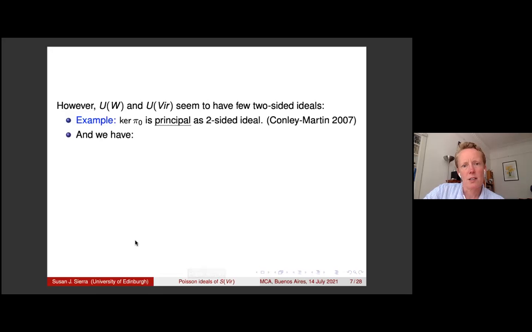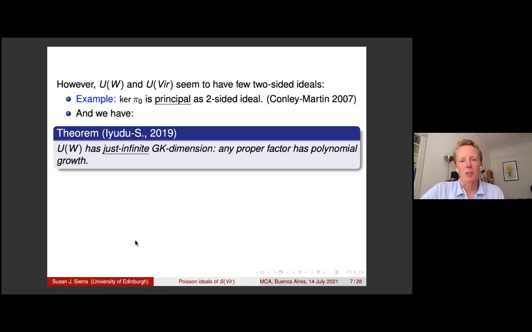Further evidence that these have very few two-sided ideals is that two-sided ideals in the enveloping algebra of the Witt algebra are very, very big. This is a ring that has infinite GK dimension, sub-exponential growth, but any proper factor of it has polynomial growth. So what this says is that ideals in this enveloping algebra are so large that they take this huge algebra and knock it down to look like a polynomial ring in finitely many variables.